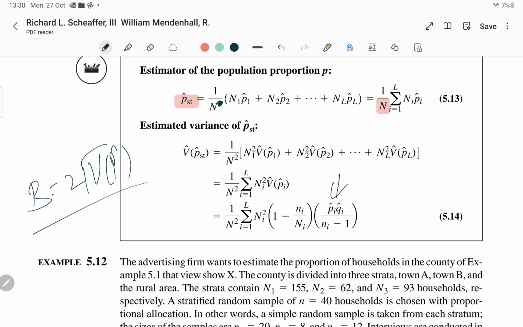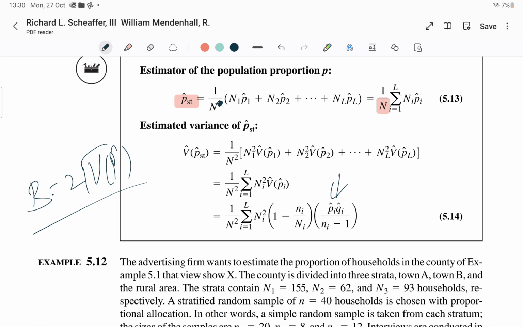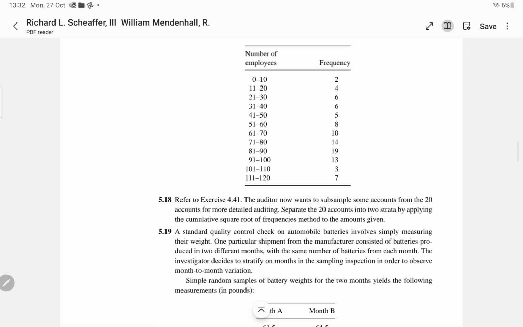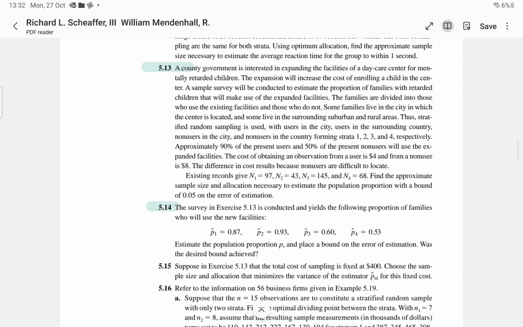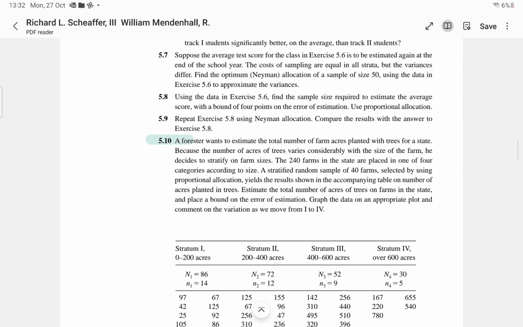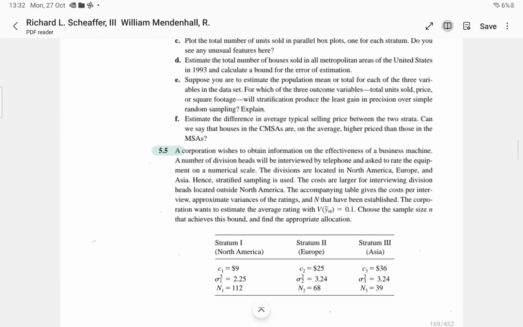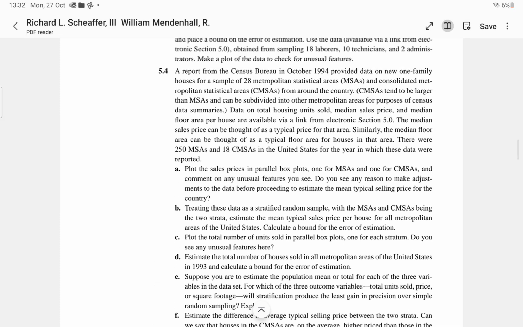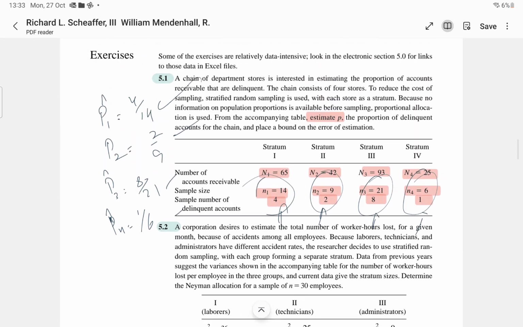The main thing is mentioned in the table that is provided in the Excel. So let me make it part of the record: 5.14, 5.13, 5.10, 5.6 A part, 5.5, 5.2 and 5.1.